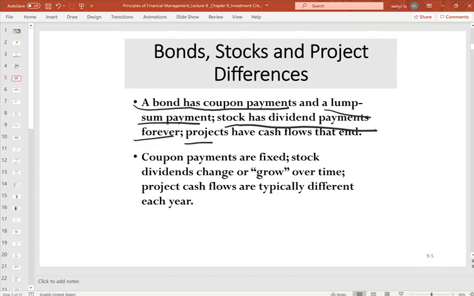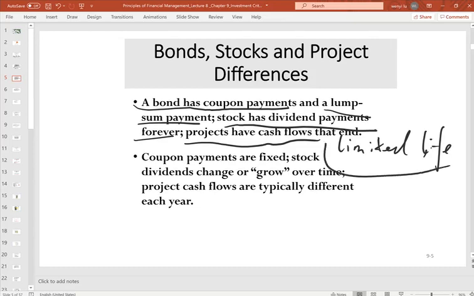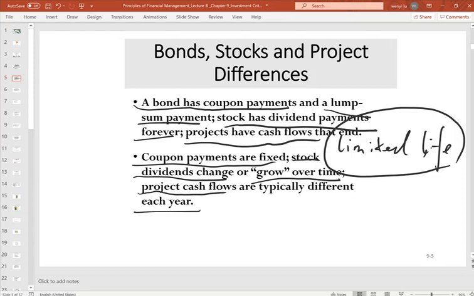Projects have cash flows in a limited life. Most projects will last for 5, 10, or even more years, but they have a finite time horizon. They have limited life. Coupon payments are fixed. Stock dividends can be changed or grow with time. Projects typically generate different cash flows over the years.